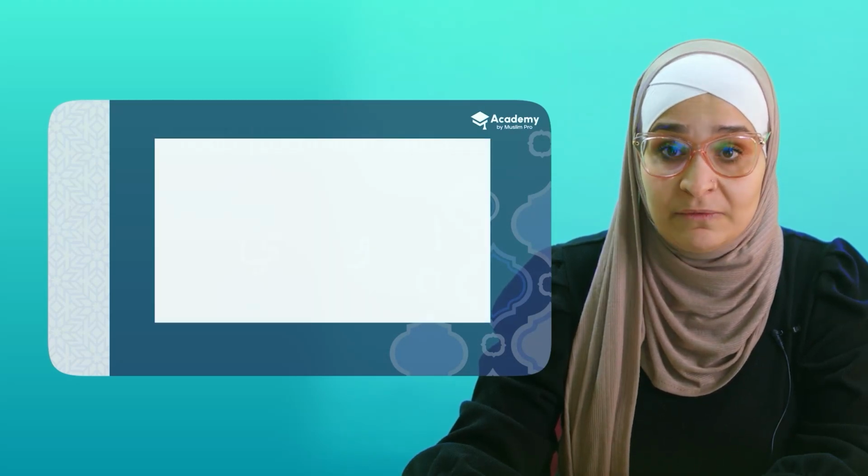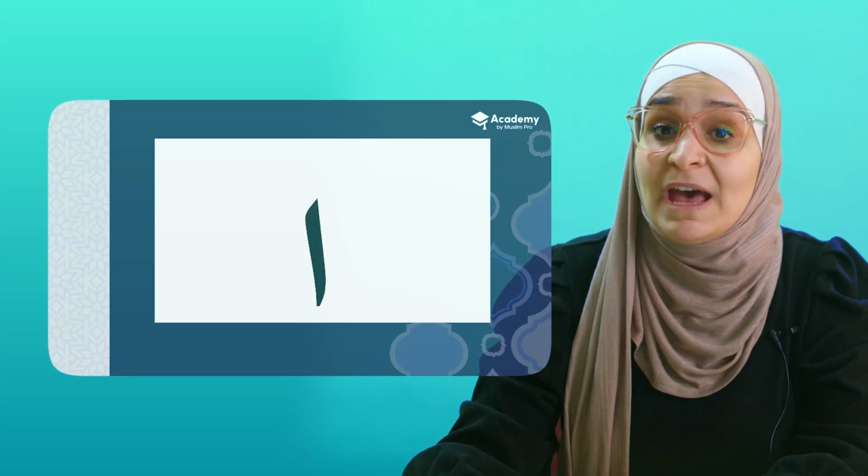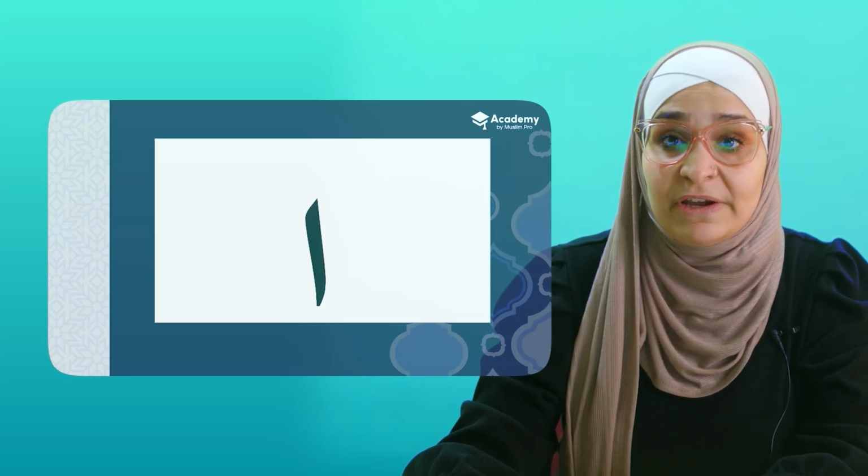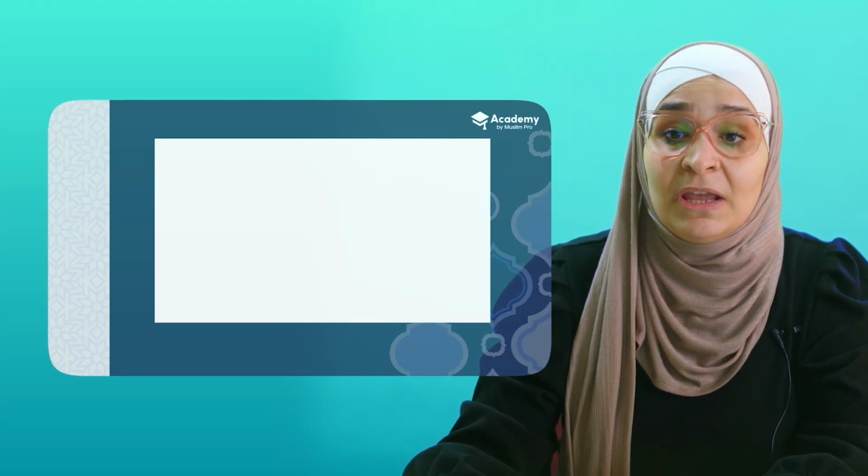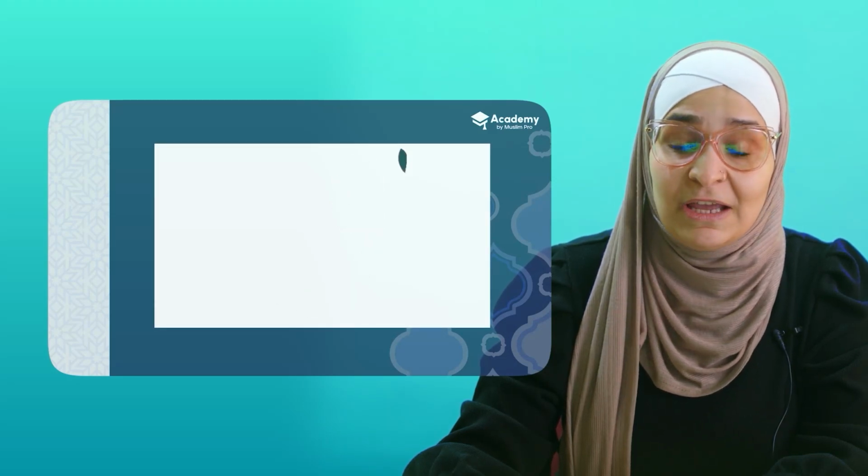Let's look how they are written. So this is the Alif or the A. This is how we write it. Then we have the Waw or the O. As you can see, this is how we write it. And this is the E. It looks like a duck shape with two dots under. This is how we write the E.